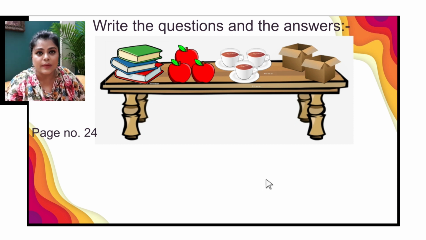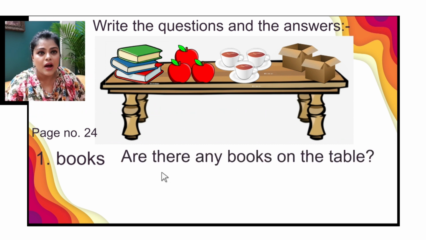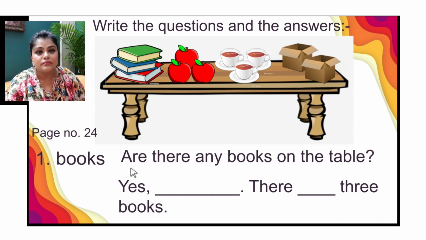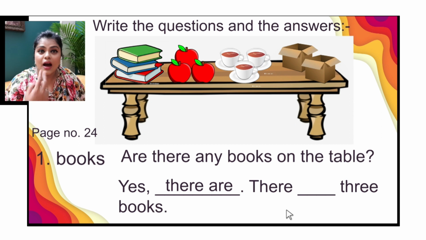Now first see the question here. We will see the books. Let's see the question. Are there any books on the table? You can see the books? Yes. Yes, dash. There, dash, 3 books. Okay. Yes, there are. There are 3 books. Yes, there are. There are 3 books. Very good.